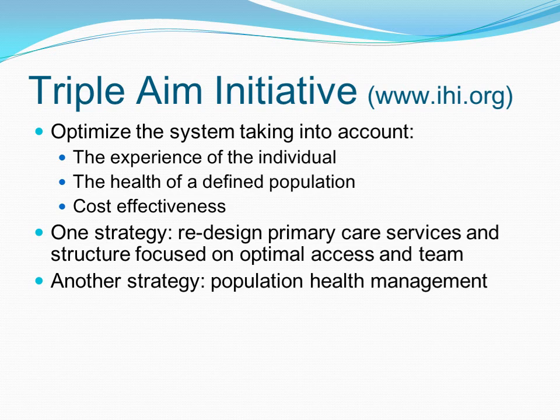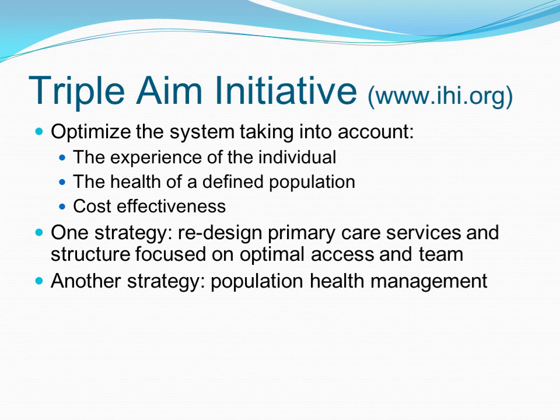Another model that's at the website, and again, this is going to be on the list of resources you have, and you really will like this one. It's the Institute for Healthcare Improvement, and it's ihi.org. And they've got an incredible amount of information that will help you with quality improvement there. And they have a model called the Triple Aim Initiative, and they're trying to optimize the system by taking into account the experience of the individual, the health of a defined population, and cost effectiveness.